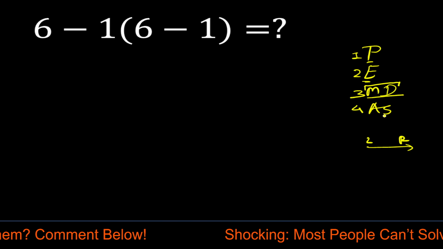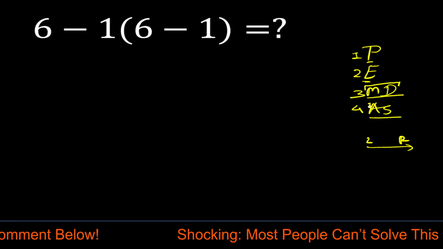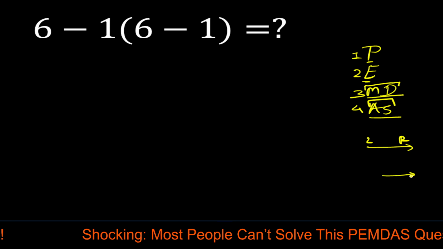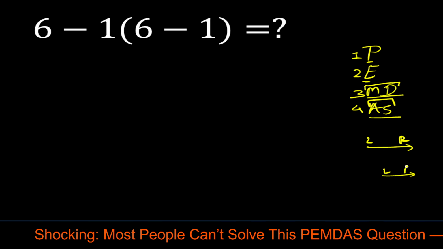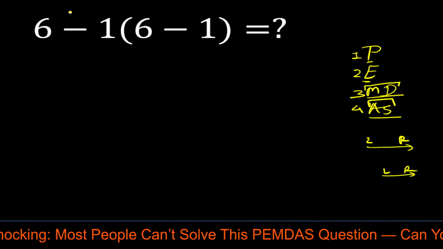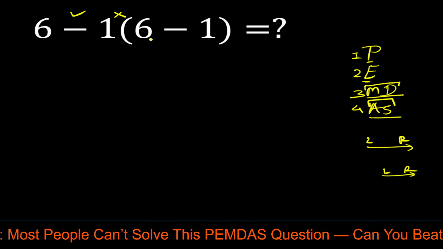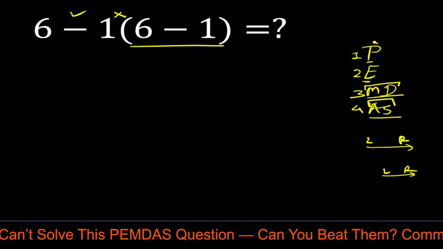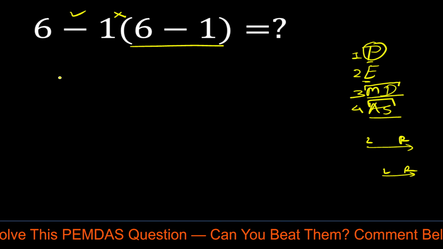Then fourth and last priority is addition and subtraction. Also addition and subtraction both have equal priority, so we have to solve it from left to right. So in this question, here we have subtraction, here multiplication, and here we have one parenthesis, right? So according to the PEMDAS rule, first we have to solve the parenthesis.